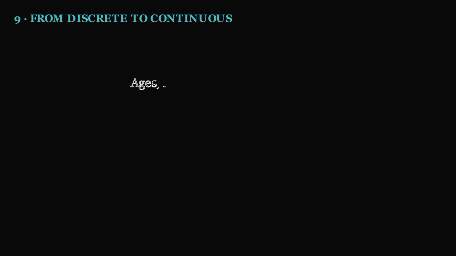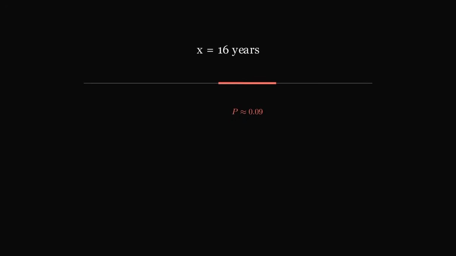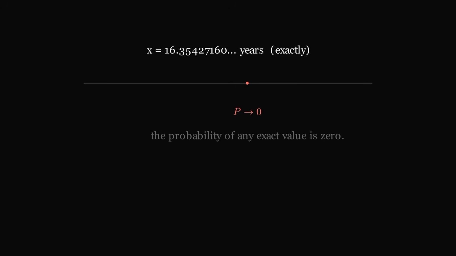Everything we just did assumed j was discrete, a whole number of years. A particle's position isn't like that. Position is continuous. It can be any real number at all. And that creates a real problem. What's the probability this person is exactly 16 years old? Not 16 and a bit, exactly 16 down to the last decimal. Keep adding decimals and the probability of hitting that exact value shrinks towards 0 the whole time. For a genuinely continuous variable, the probability of any single exact value is exactly 0.